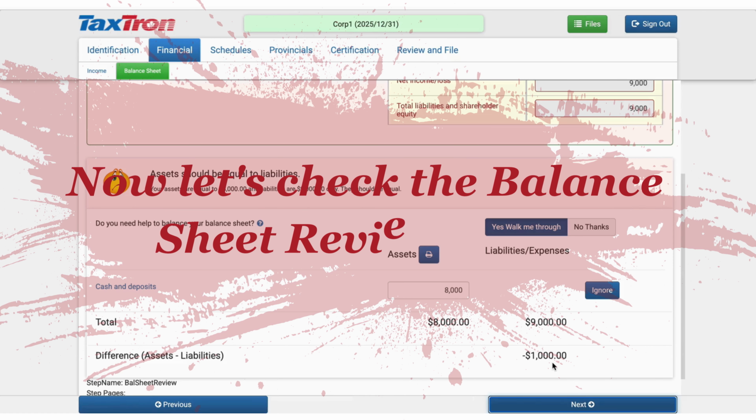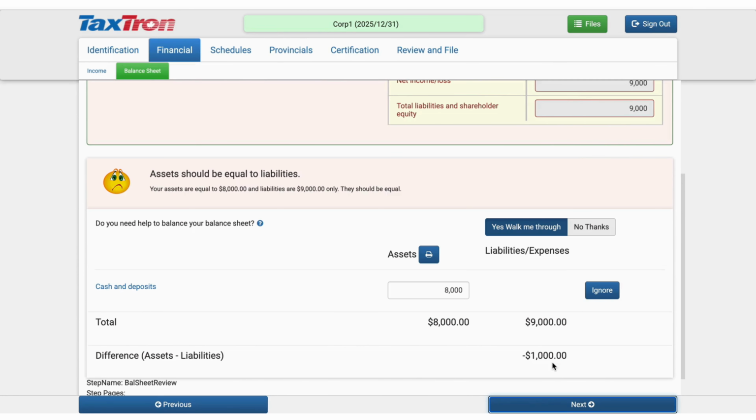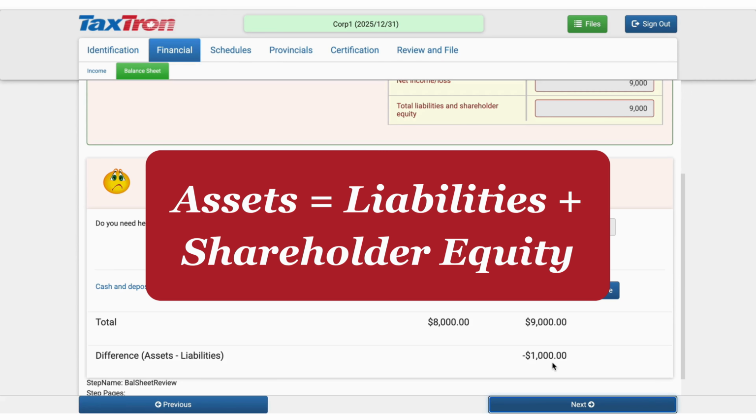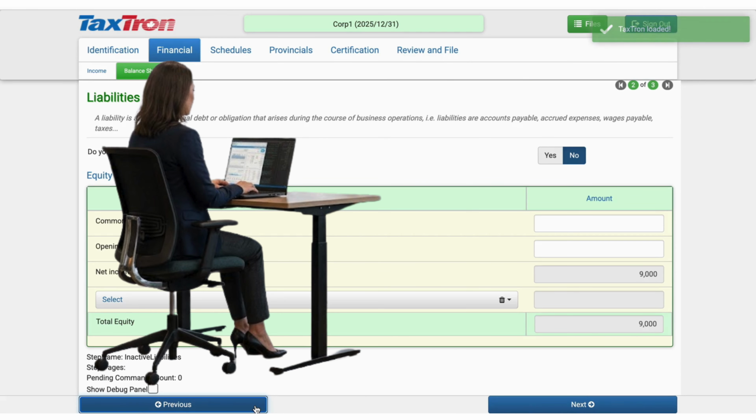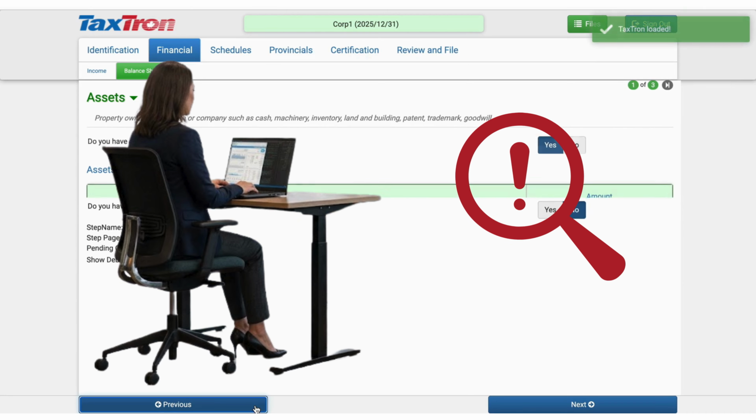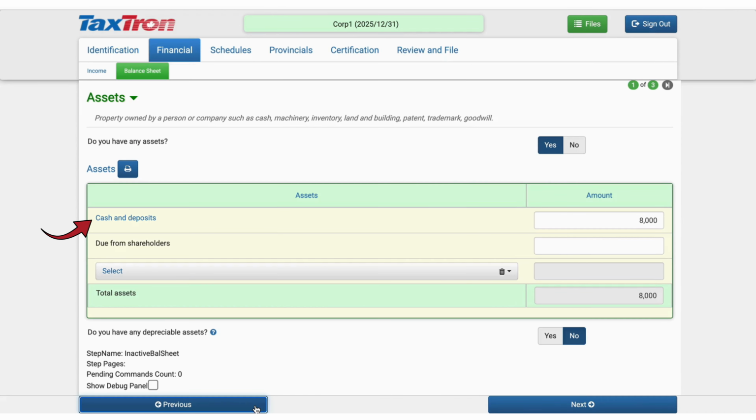Now let's check the balance sheet review page. Remember, the balance sheet follows this equation. Assets equal to liabilities plus shareholder equity. Lisa reviews the balance sheet and finds the issue. She entered her cash balance correctly, but she missed entering due from shareholders, $1,000 under assets.